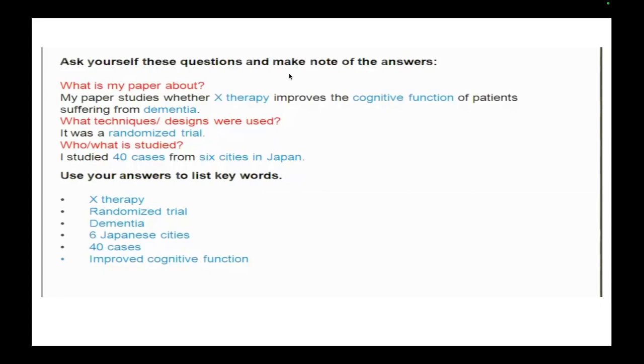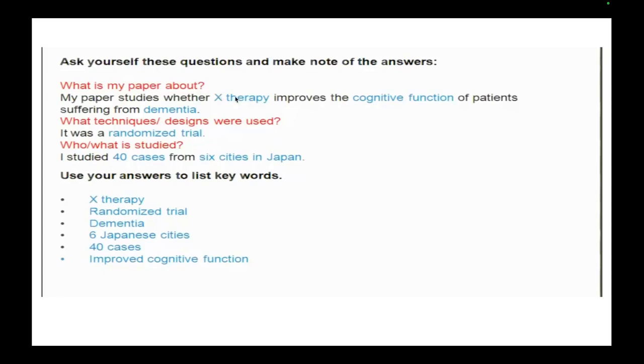So ask yourself these questions and make note of your answers when you are writing the title of the paper. Now you have to think how I should write it and what things I should put in my title. So some of the questions are: what is my paper about? For example, my paper studies whether X therapy improves cognitive function of patients suffering from dementia. So this is what your paper is about. What techniques or design did you use in your paper? It was a randomized trial. Who or what is studied? I studied 40 cases in their 60s from Japan.